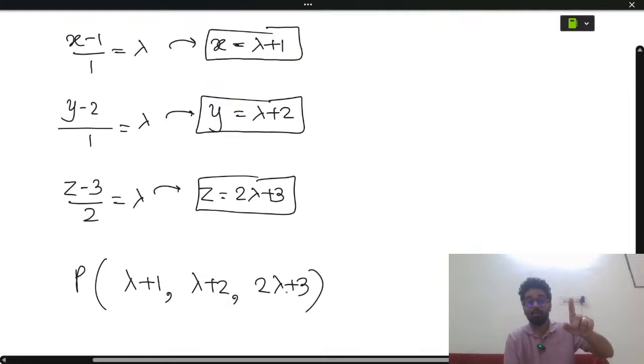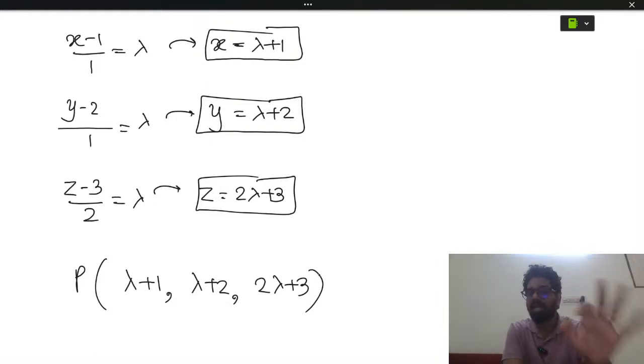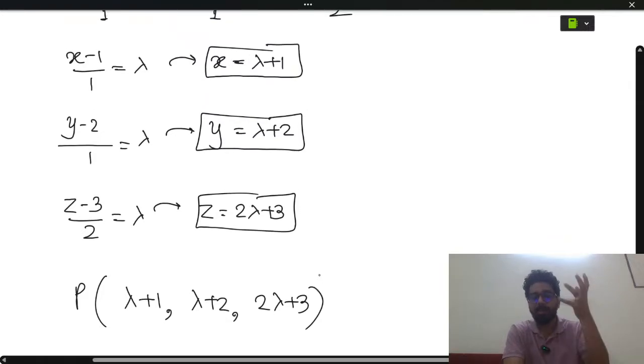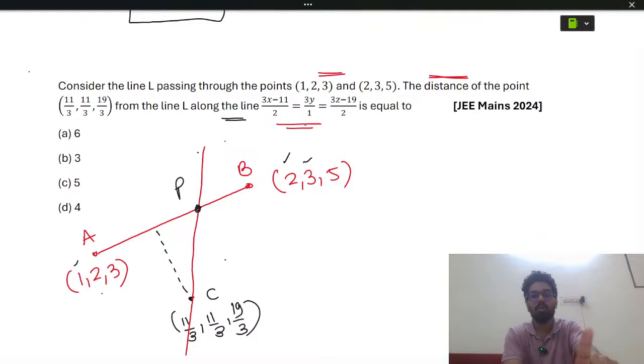Now, the mistake which people made in 2024: knowing the concept, but in haste, in a hurry, what they did was put the point P in this equation. That's a mistake you will make. Putting the point P directly in this equation will not solve your problem, because this line that they have given is not similar to CP. The line is this.